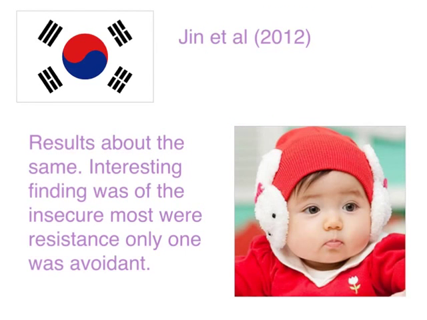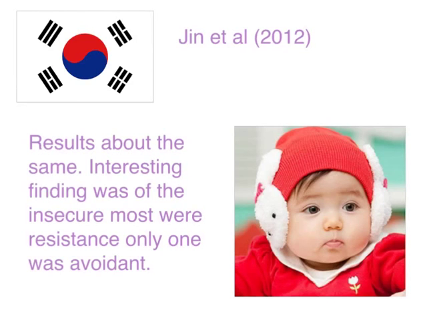Jin et al. in 2012 did the same study in Korea, and he was looking for the differences in attachment types between Korea and other cultures. Now, he found the results were about the same, so nothing unusual. The unusual thing that occurred was that when he was looking at the insecure, what he found was that most of the Korean children were insecure resistant.